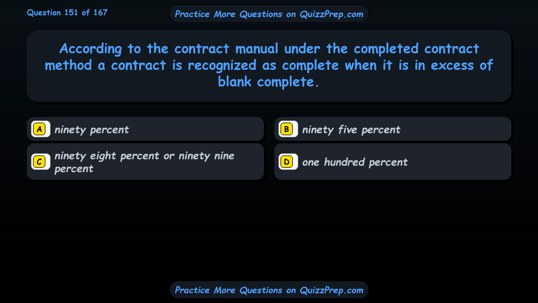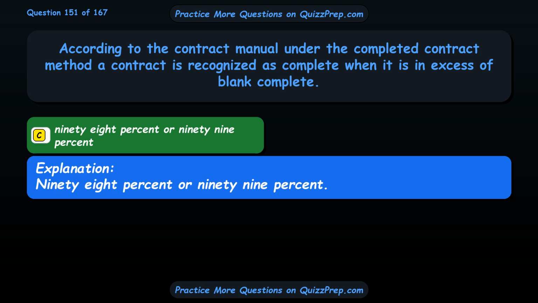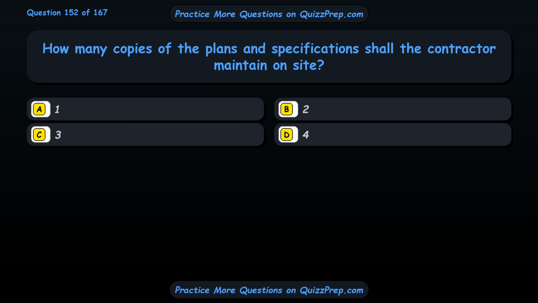Question 151. According to the contract manual under the completed contract method, a contract is recognized as complete when it is in excess of blank complete. Option A, 90%. Option B, 95%. Option C, 98% or 99%. Option D, 100%. The correct answer is option C, 98% or 99%.